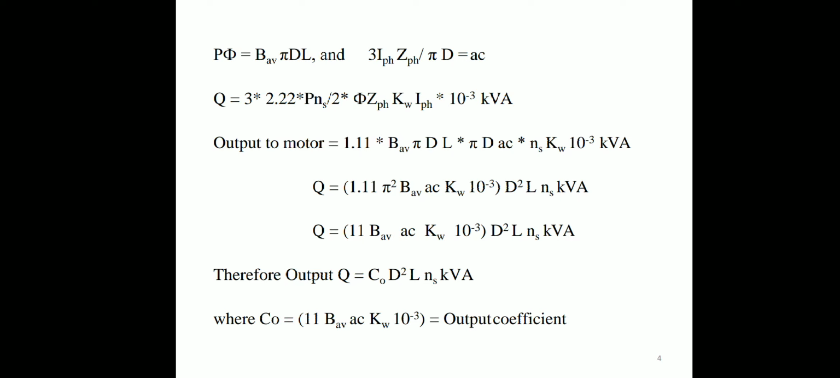Q is equal to 11 BAV AC kW 10 raised to power minus 3, in a bracket, into D square L NS kVA. Therefore, the output equation is Q equal to C0 D square L NS kVA, where C0 is the output coefficient, which is 11 BAV AC kW 10 raised to the power minus 3.